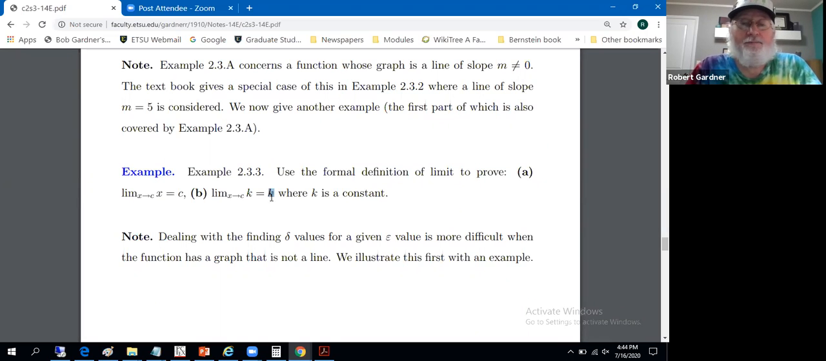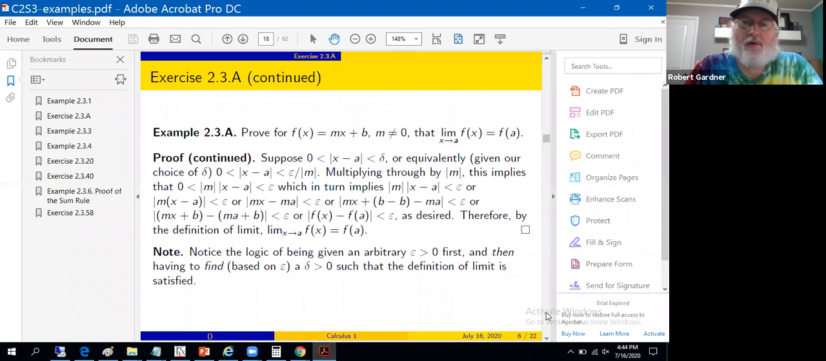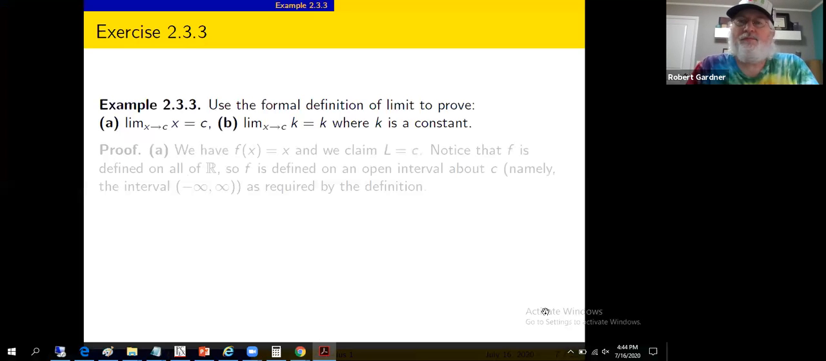But let's go through the formal proofs for those two things. And yeah, we had claimed that as an example, I think, in the previous section. Okay, so use formal definitions to establish these two things.